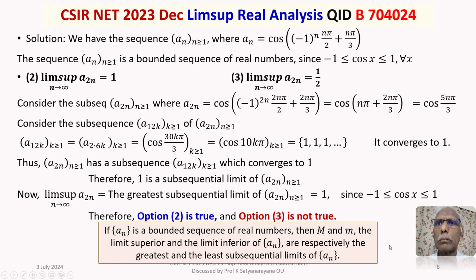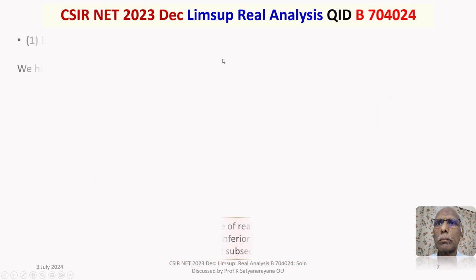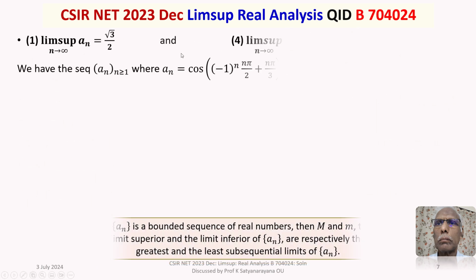Right. Let's move to the next slide for the other options. We consider option 1, limit superior as n tends to infinity of a_n is root 3 by 2, and option 4, limit superior of a_3n as n tends to infinity is equal to 0. So, we have the given sequence. This is the given sequence.